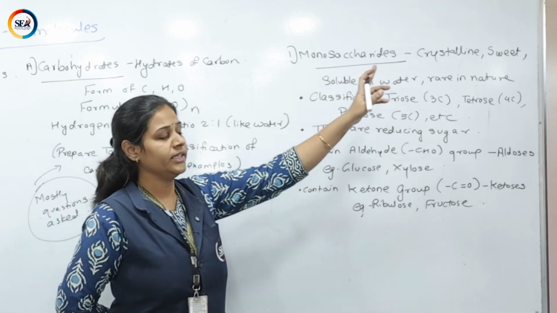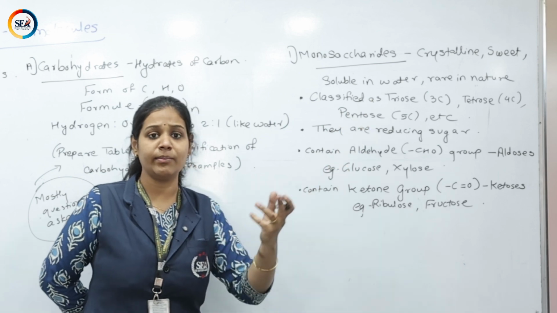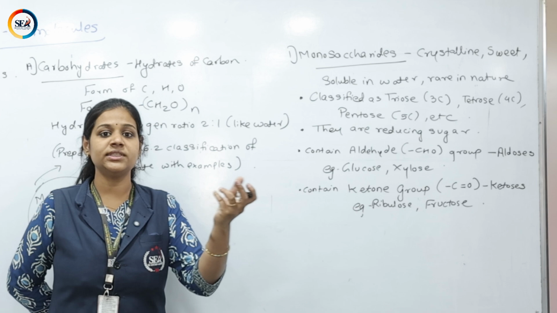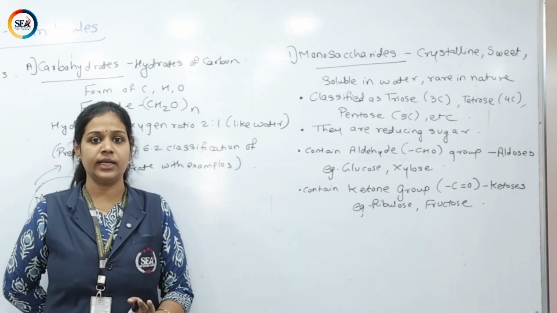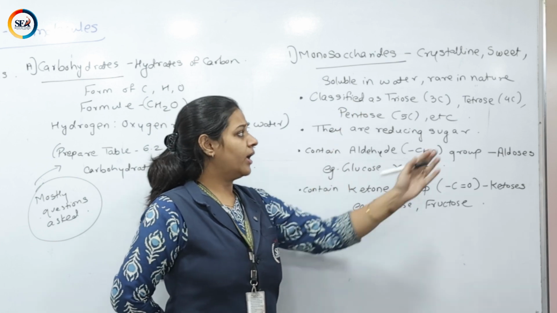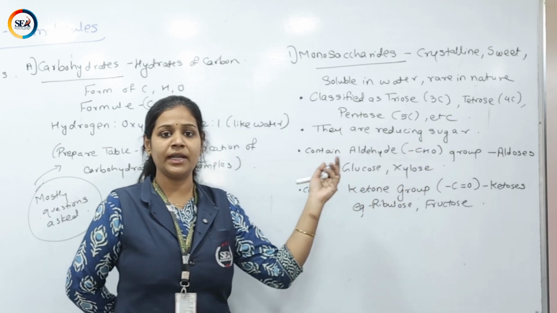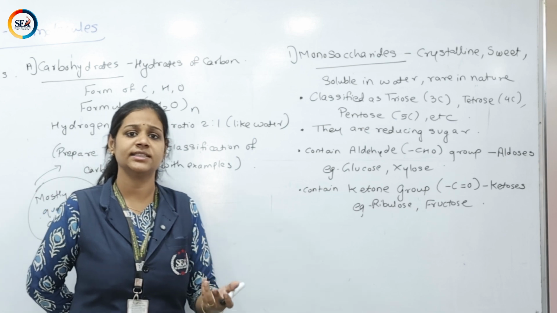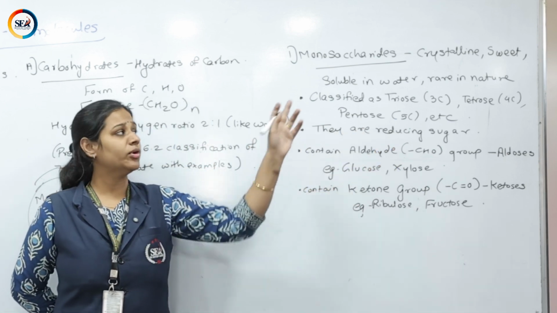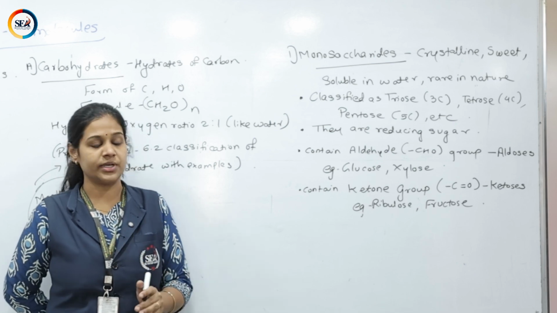They are crystalline, sweet, they are soluble in water, they can mix in water. Rare in nature, they are not found in nature. Mostly the disaccharides are found in nature. Classified as triose, that is 3 carbon, tetrose 4 carbon, pentose 5 carbon, hexose is 6 carbons. Next, they are reducing sugar. All the monosaccharides are reducing sugars.